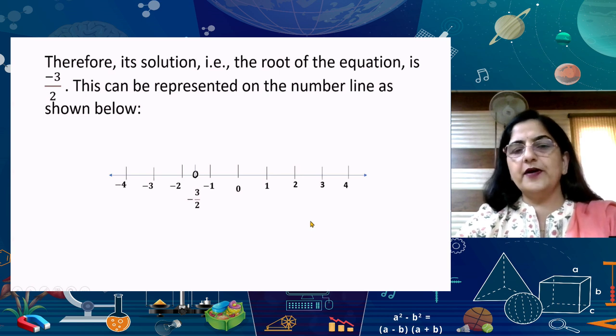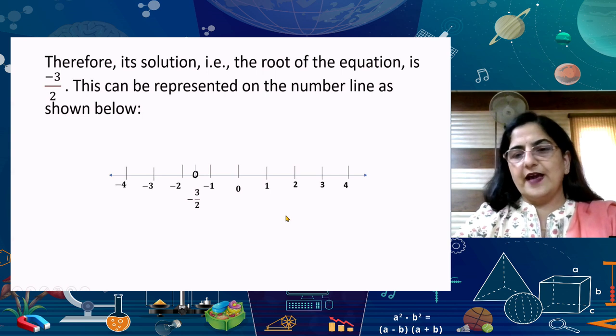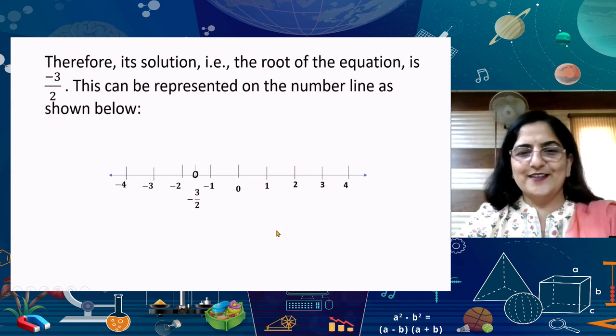We have to remember, the number line has infinite points, and each point on the number line represents a real number. I hope it's understood. Right, thank you so much. Let's move further now.